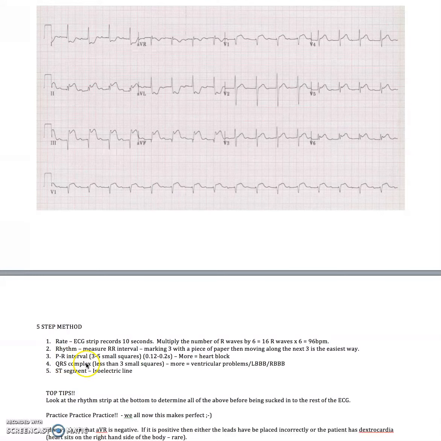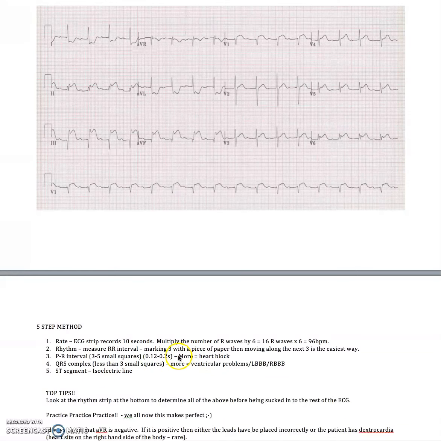Number 3 is to measure your PR interval. The normal PR interval is 3 to 5 small squares, and each small square measures 0.04 of a second. So 3 of those is basically 0.04 times 3. 4 times 3 is 12. So that works out to be 0.12 to 0.2 seconds. These questions often come up on exams.